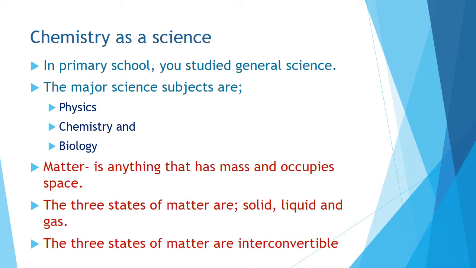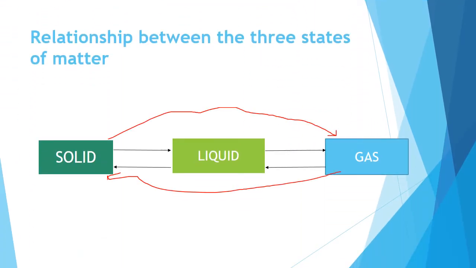First of all, we are going to define what is matter. Matter is anything that has mass and occupies space. And there are three states of matter: solid, liquid, and gases. Remember, the three states of matter are interconvertible. That is to say, we can move from solid to liquid and to gas and vice versa. The relationship between the three states of matter.